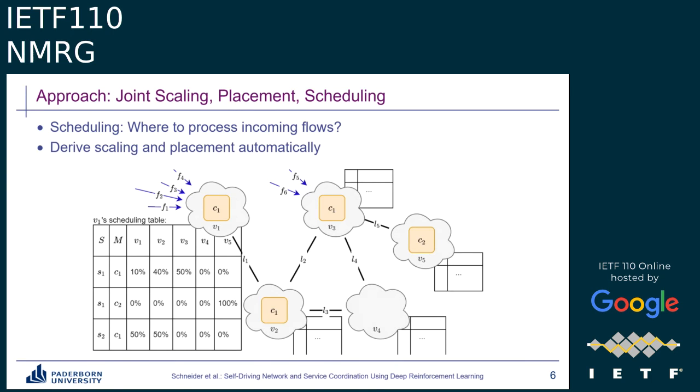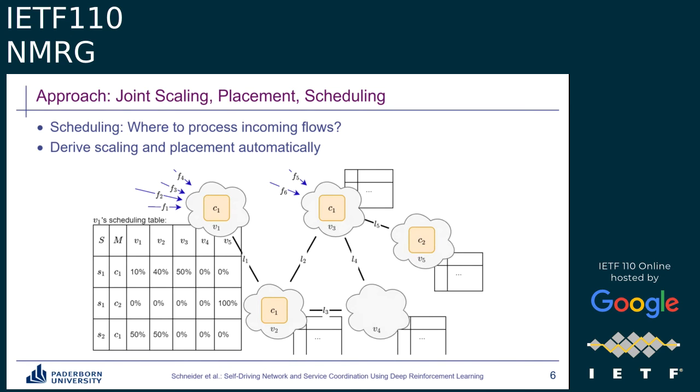So let's have a bit closer look at what these scheduling tables look like. I mentioned these tables express what to do with incoming flows based on which service a flow requests and which component within that service. So let's assume a flow arrives at ingress node v1, then we see the scheduling table here. And let's assume the flow requests the first service S1 and component C1, so the first row in that table. Then with 10% probability, that flow is processed locally at node v1. With 40% probability, it's sent to the neighbor and processed there. And with 50%, it's sent to node v3 and processed there. And that's how the scheduling works here.